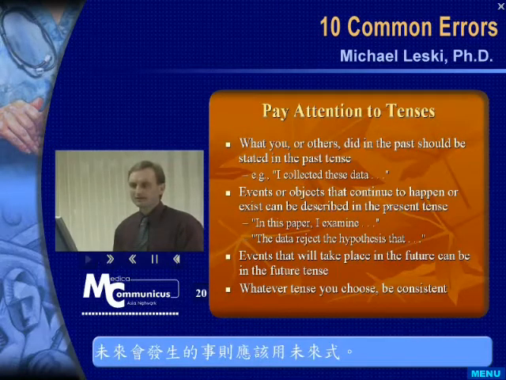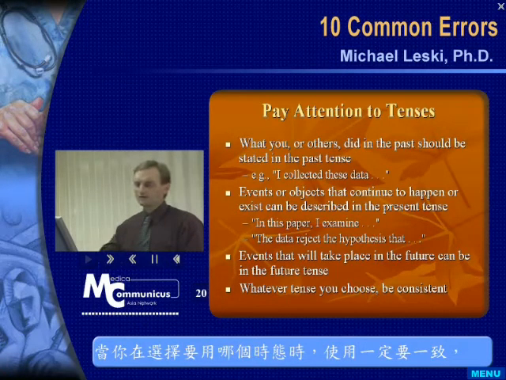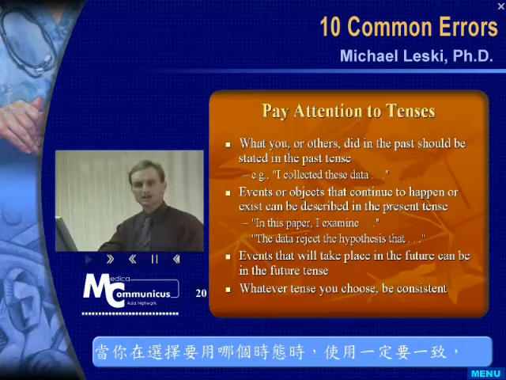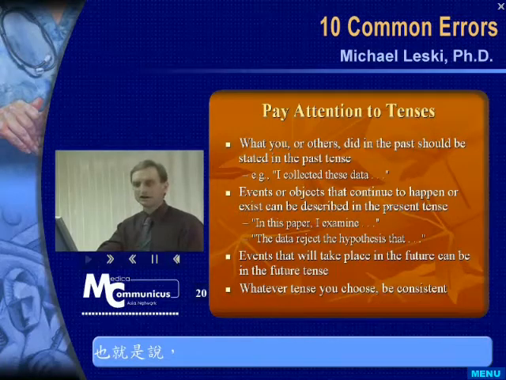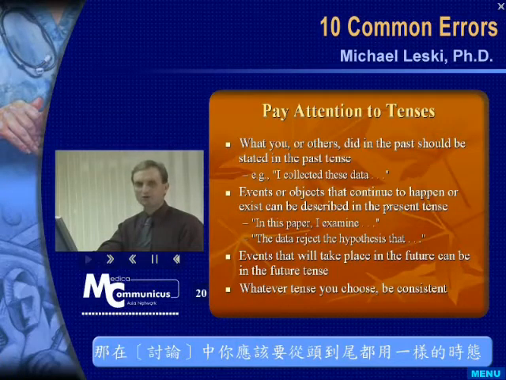Events that will take place in the future can be stated in the future tense. And make sure that when you have these options to choose a tense, that you are consistent. In other words, if you choose the past perfect tense for the discussion maybe, then you should use that throughout the discussion.